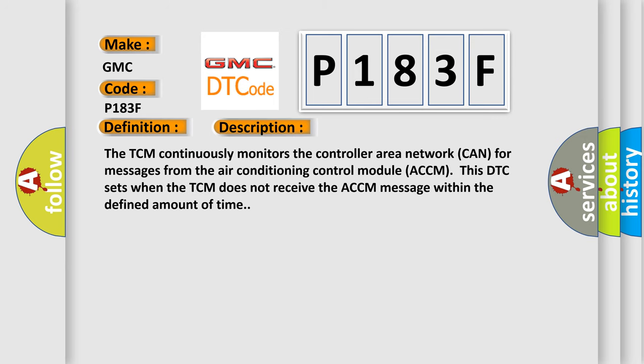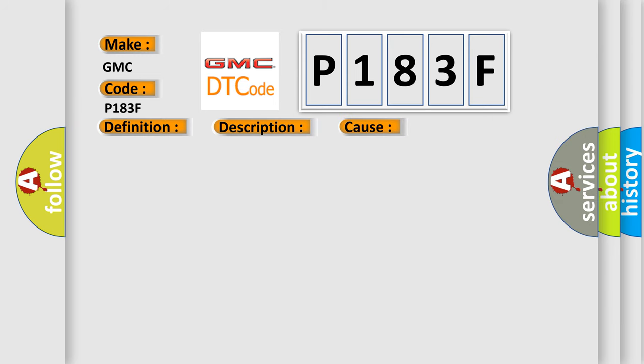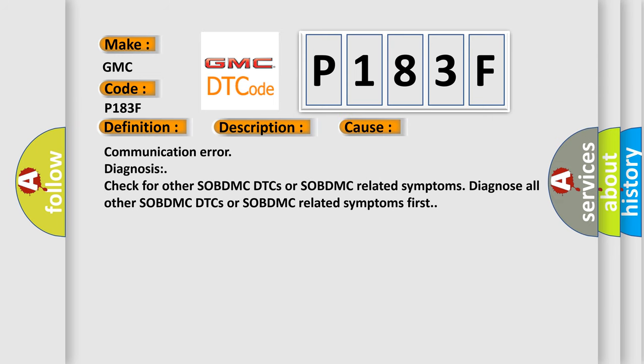The TCM continuously monitors the controller area network CAN for messages from the air conditioning control module ACCM. This DTC sets when the TCM does not receive the ACCM message within the defined amount of time. This diagnostic error occurs most often in these cases: communication error diagnosis. Check for other DTCs or related symptoms, and diagnose all other DTCs or related symptoms first.